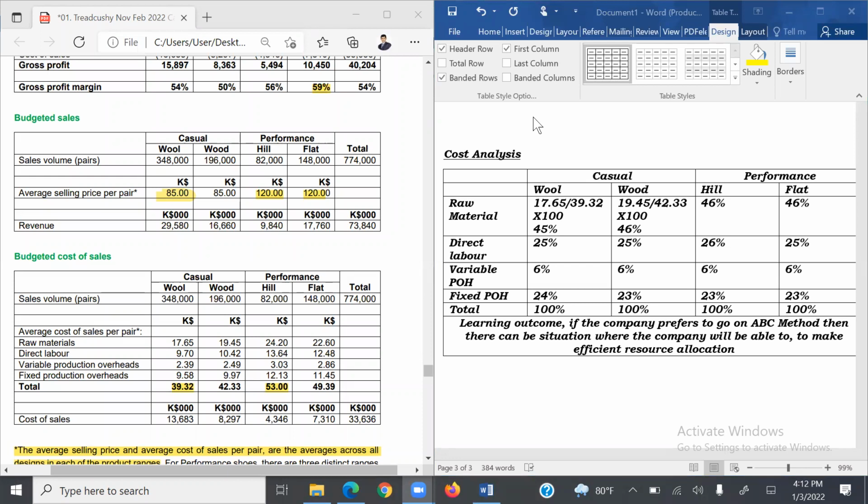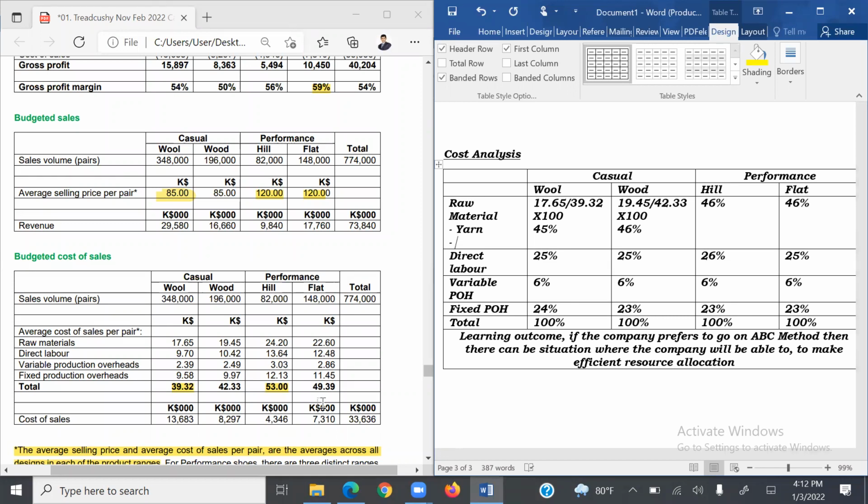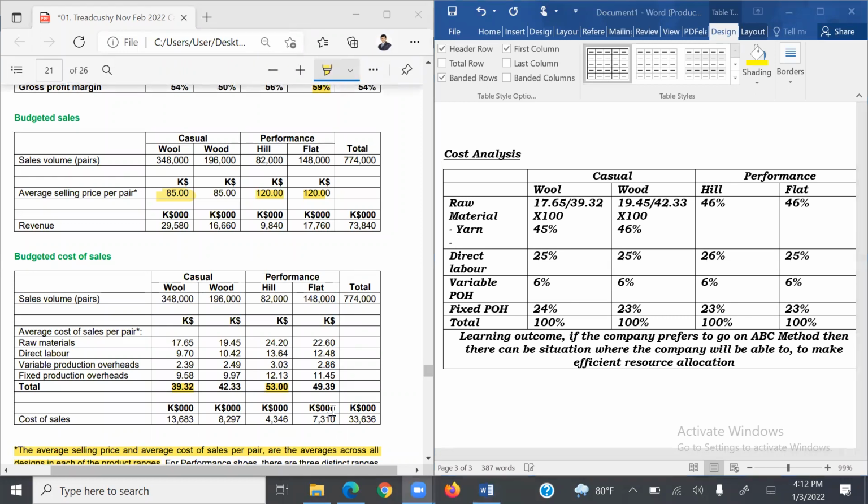So that you will get the understanding that raw material is 46 to 45%. Can you tell me what are our raw materials? Can you quickly type in the chat box or use the mic? One is yarn. Yarn is one of our raw materials. We have 3 raw materials. Students, you are management factory accountants. Please tell me what are the other 2.